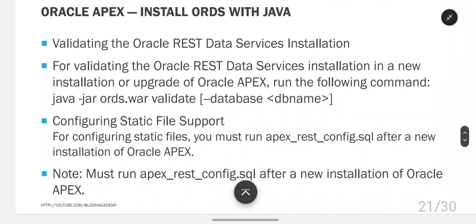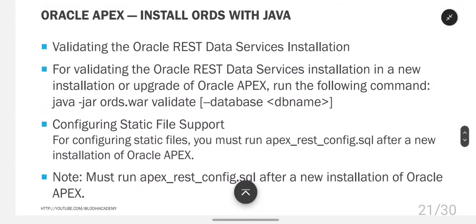Validating the Oracle REST data services installation. For validating the Oracle REST data services installation in a new installation or upgrade of Oracle Apex, run the following command: java -jar ords.war validate. Or you can mention also with this command --database and the database name.